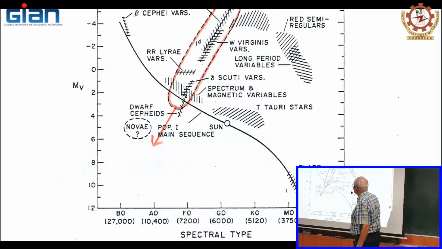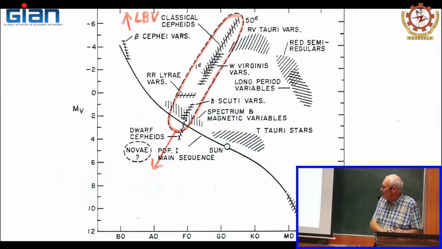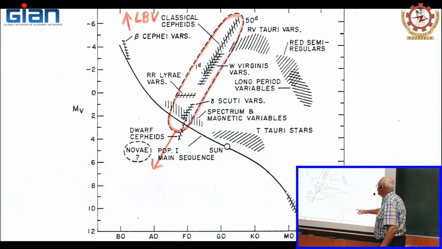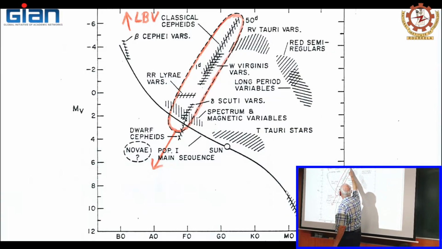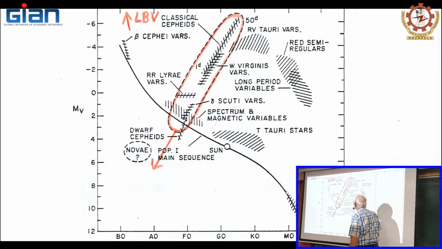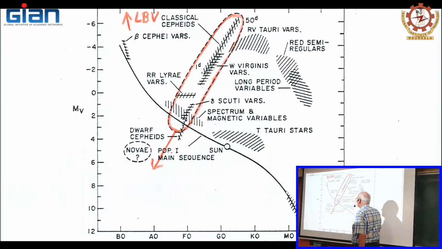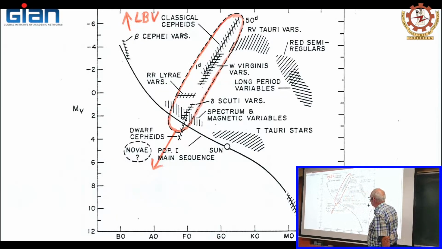The Cepheids occupy a strip which is indicated in red here. So the Cepheids are the hatched region here. These are the delta Cepheids, the classical Cepheids, which occupy a strip of finite width in the HR diagram.